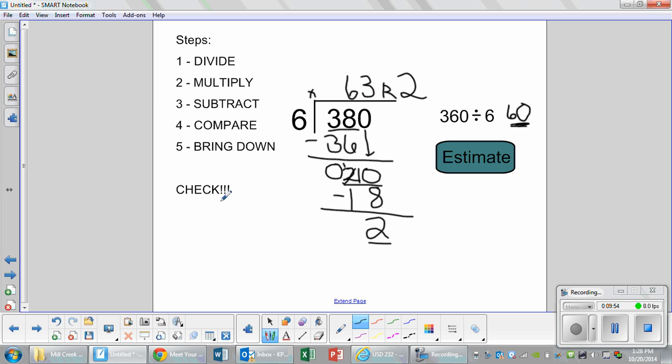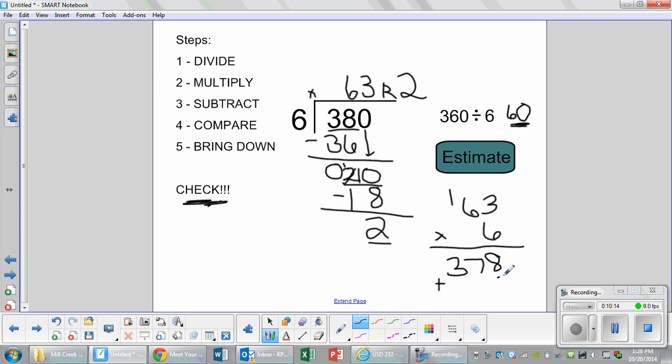The last thing I need to do, and the most important, is check. So if I take 63 times 6. 6 times 3 is 18. 6 times 6 is 36 plus 1, so 37.